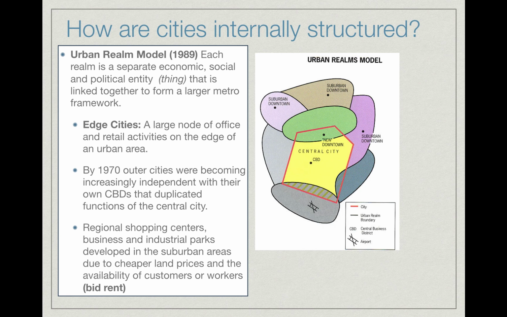A lot of the restaurants being developed out in Tyson's are duplications of the new up-and-coming hit restaurants, like Matchbox Pizza in D.C., which now has locations out in Tyson's as well. So these are totally independent of one another. Regional shopping centers, businesses, and industrial parks developed in the suburban areas due to cheaper land prices and the availability of customers and workers. This, again, is central place theory.